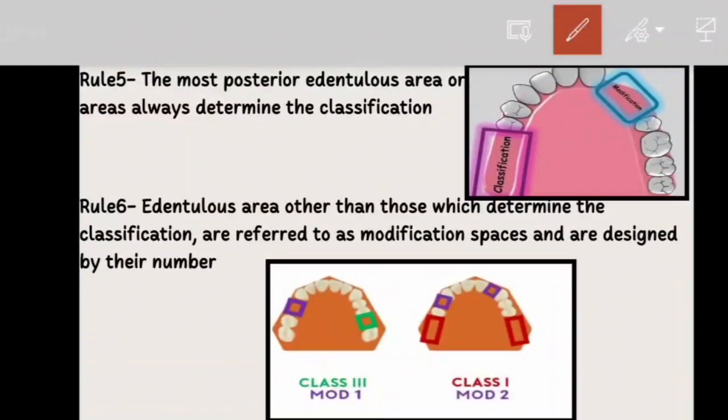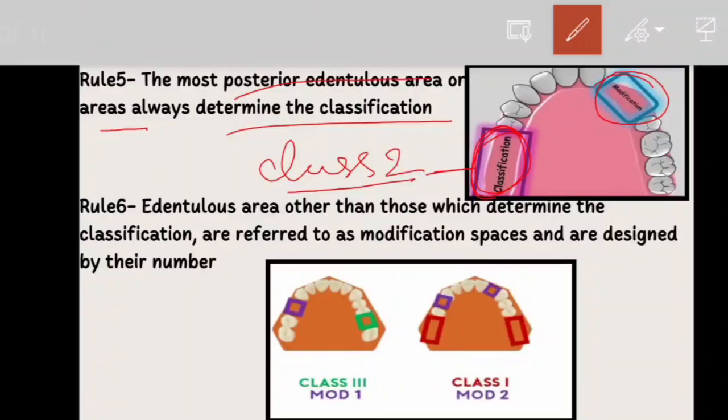Now rule number 5: the most posterior edentulous area or areas always determine the classification. It means the posterior space always decides the class. So you can see there is one space, and there is a second space present. But in rule number 5, the posterior space always decides the class. So this is class 2.